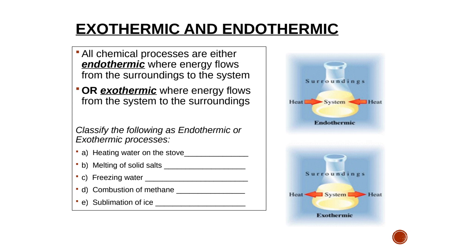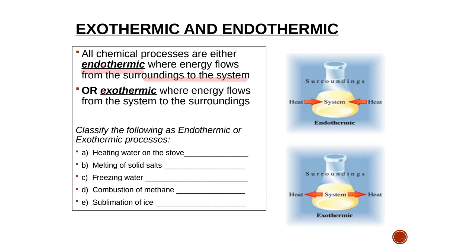All chemical processes either release or absorb energy. And if the process absorbs energy, we call it an endothermic system. So endothermic is where energy flows from the surroundings to the system. This means that it absorbs energy.